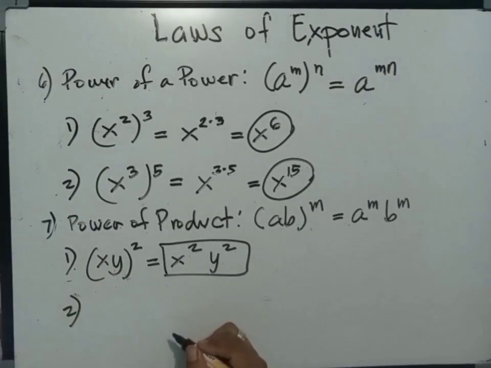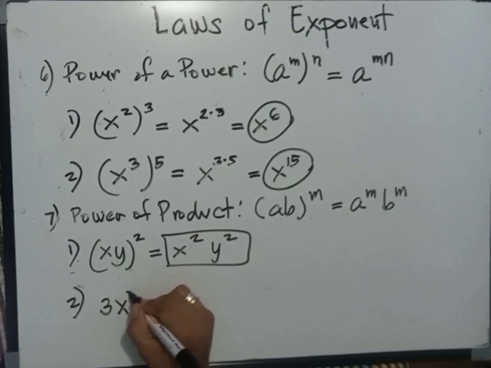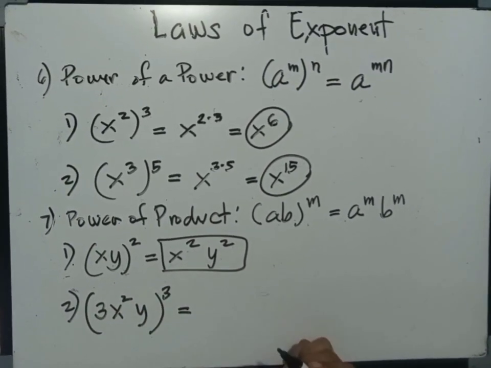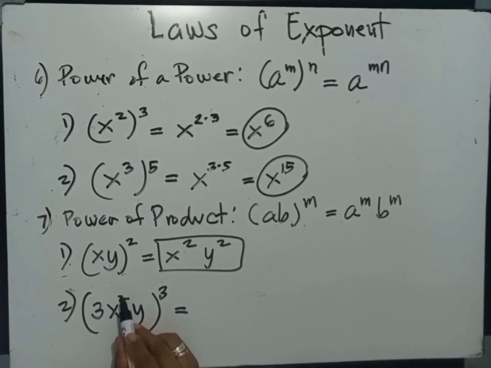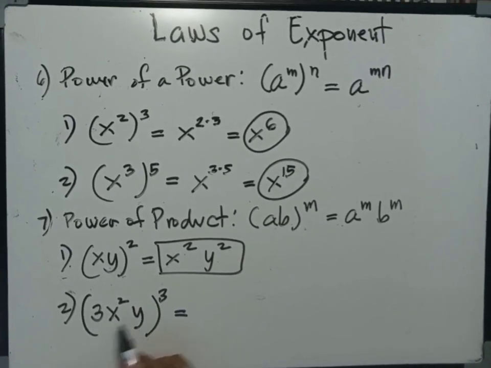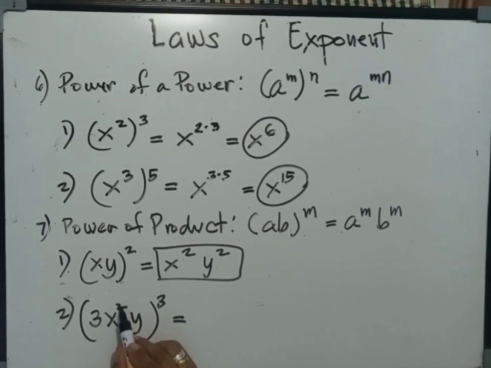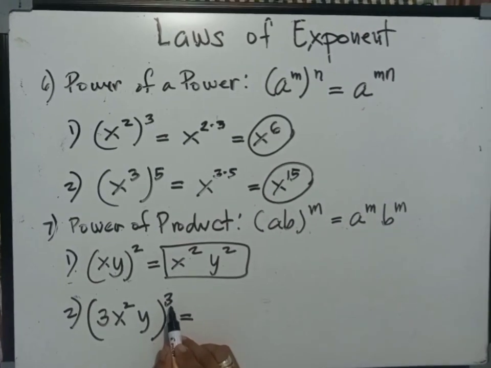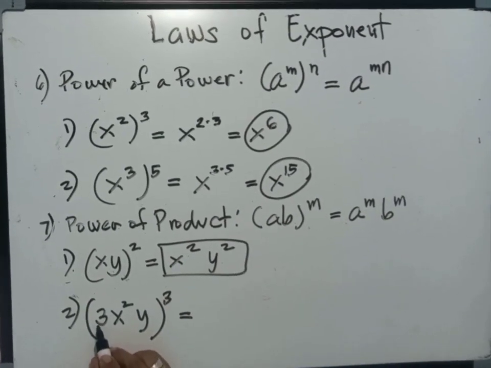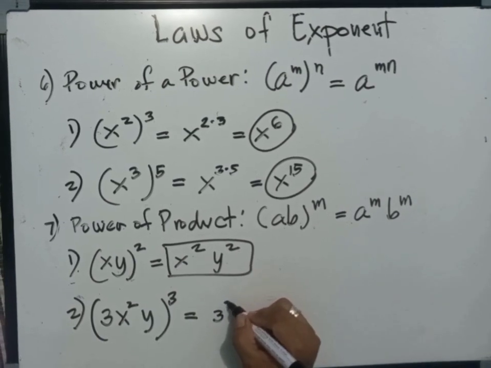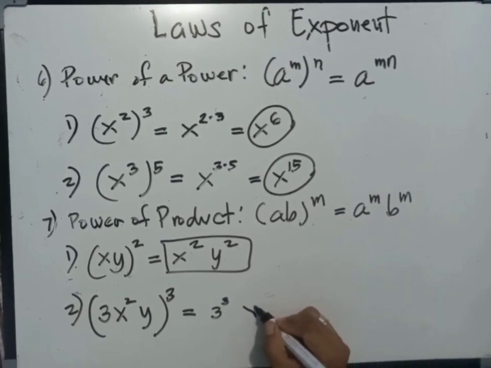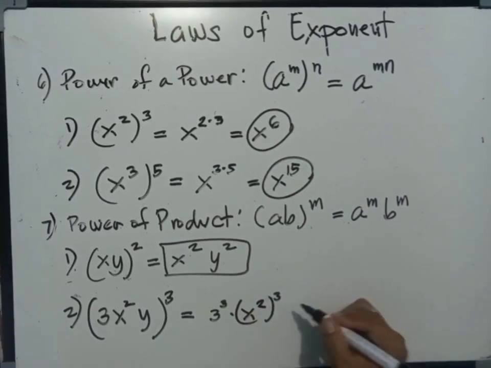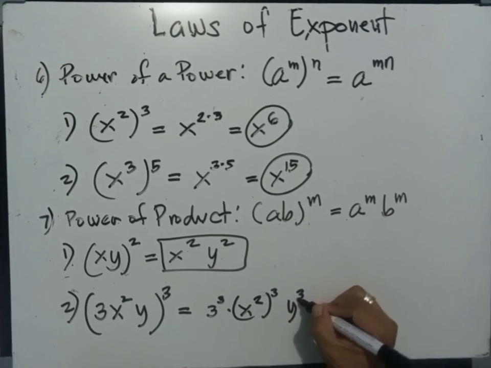Example number 2. 3x squared Y raised to the third power. 3x squared Y is the product of 3 times x squared times y. So, bawat isa sa tatlong ito, i-raise mo sa third power. Let us start with 3. 3 raised to the third power. Times x squared raised to the third power. And y raised to the third power.